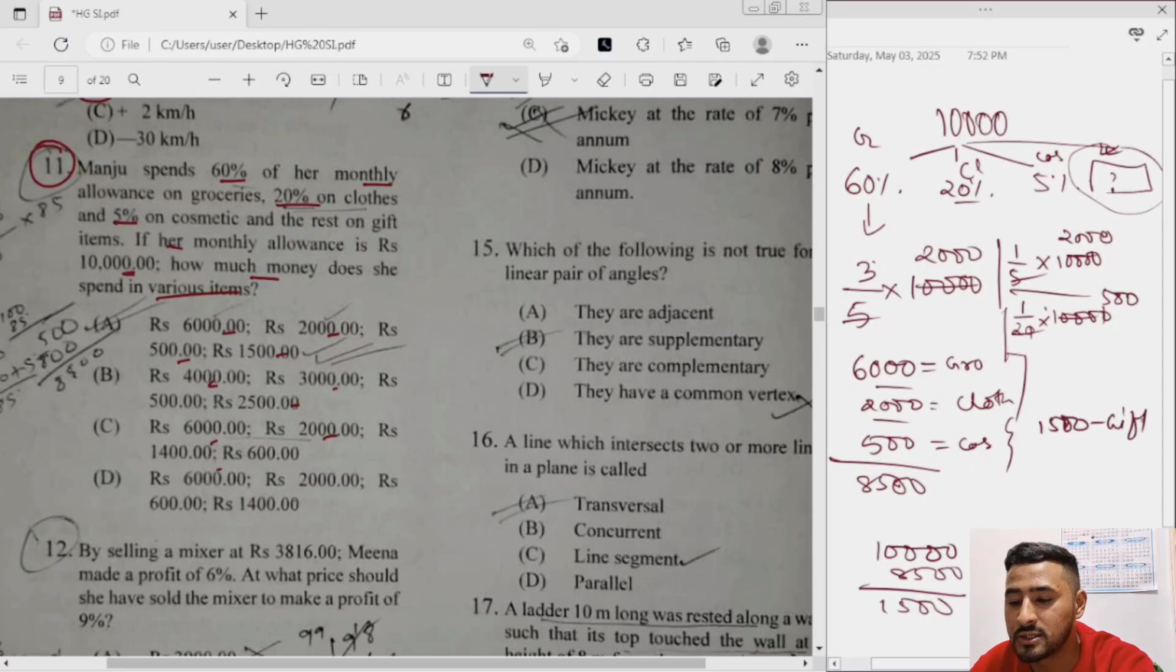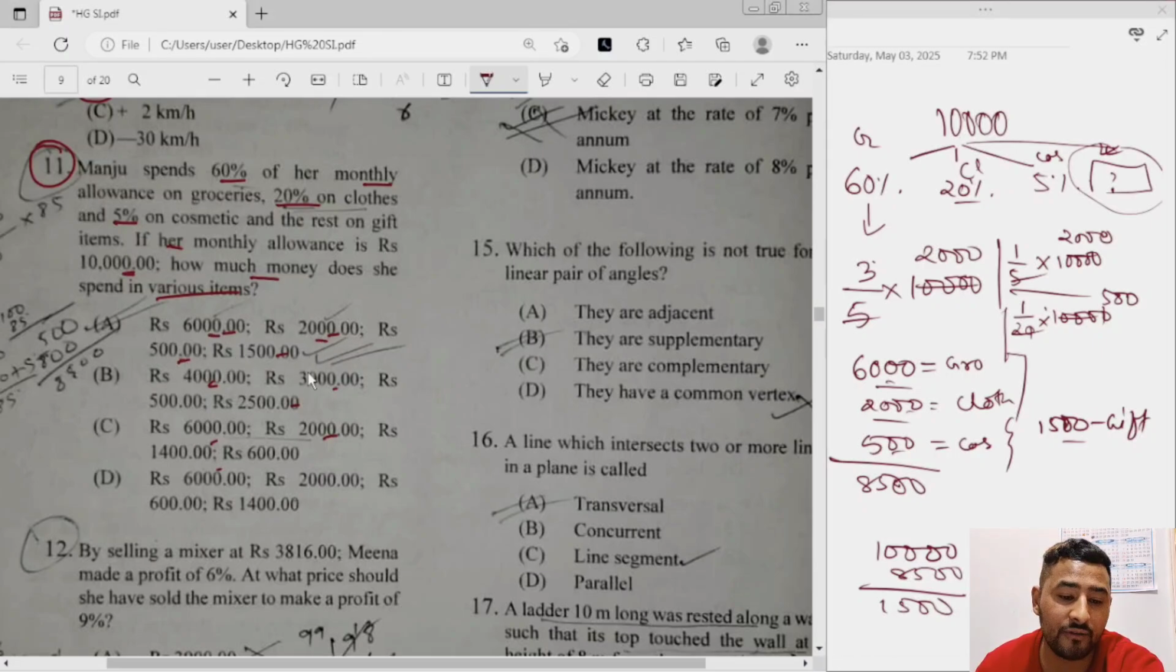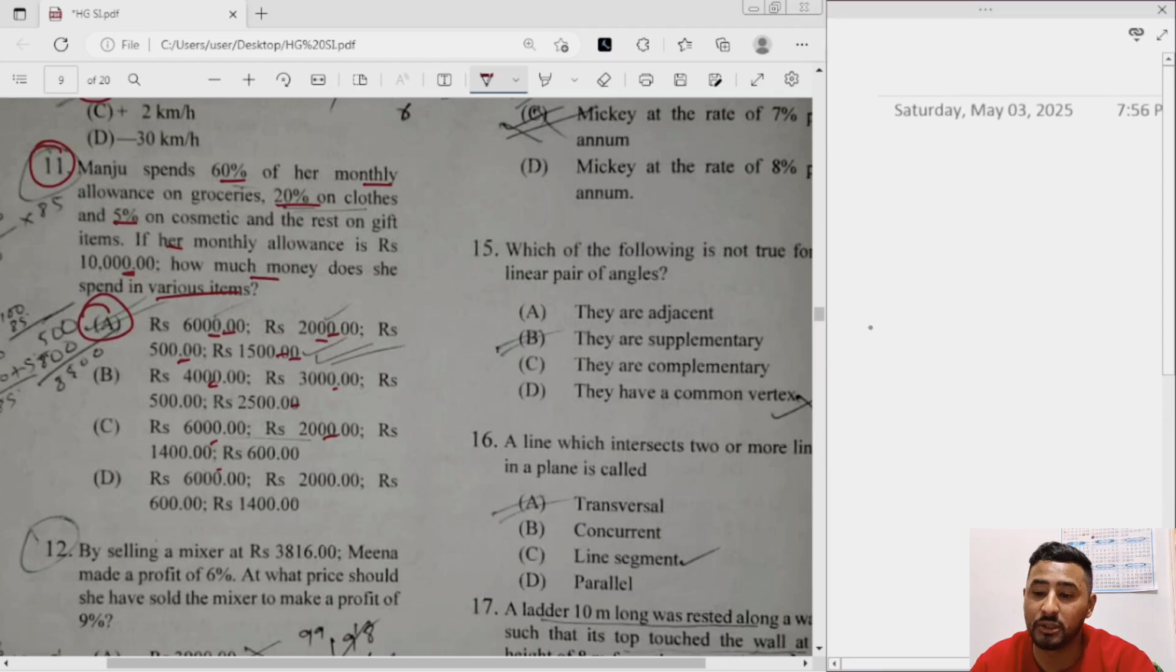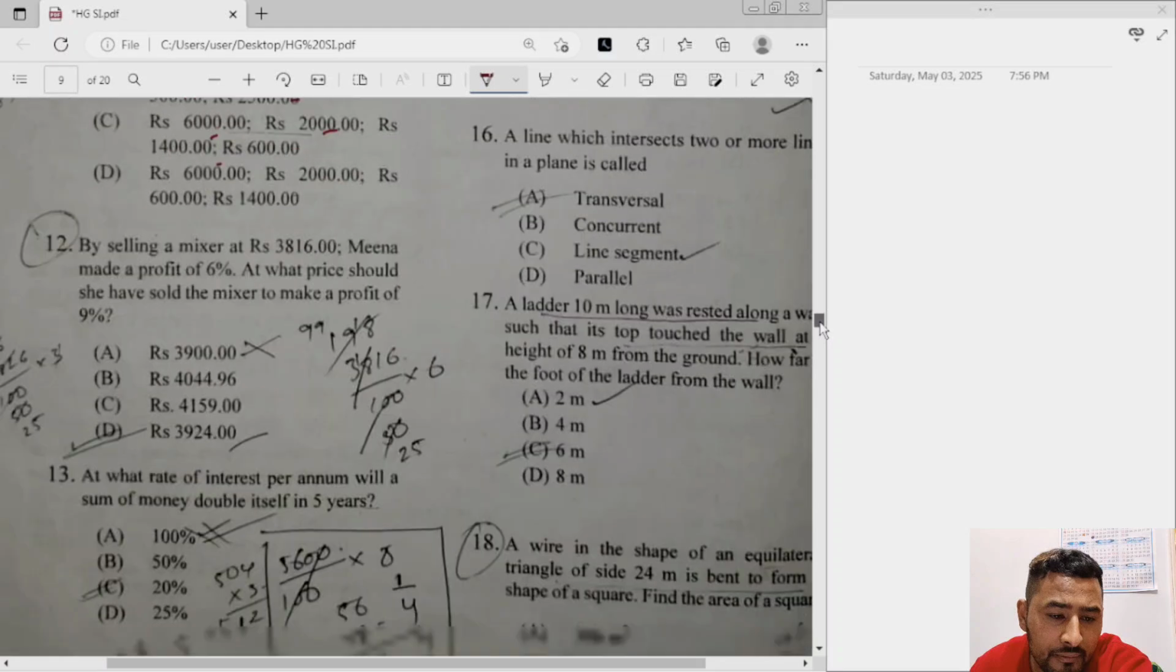So what will be the answer? 6,000, 2,500 and 1,500. Where is it? So option A will be the correct answer. Okay, let's see the next question, question number 12.